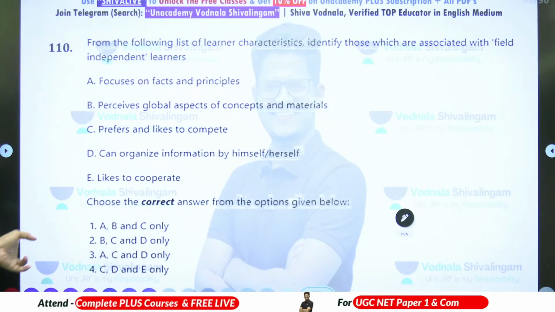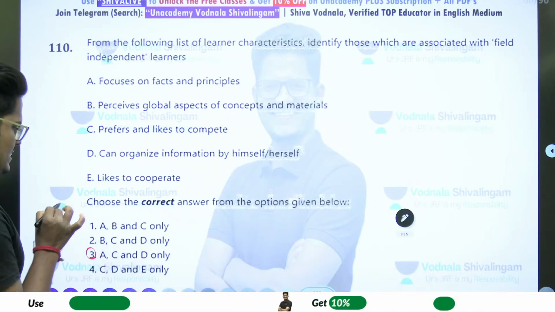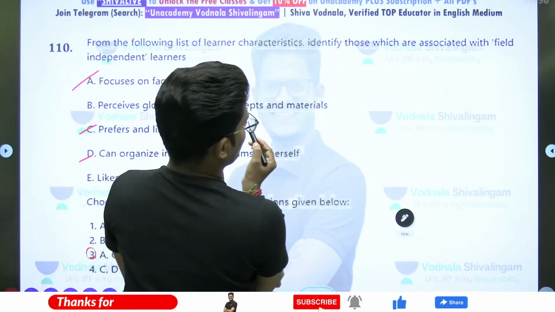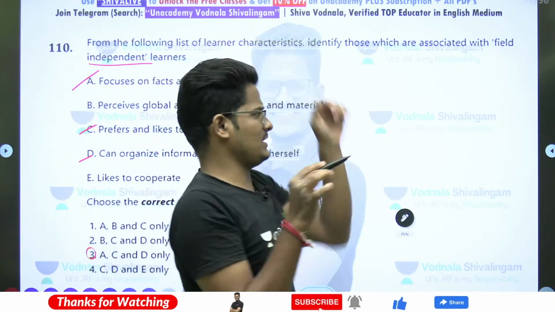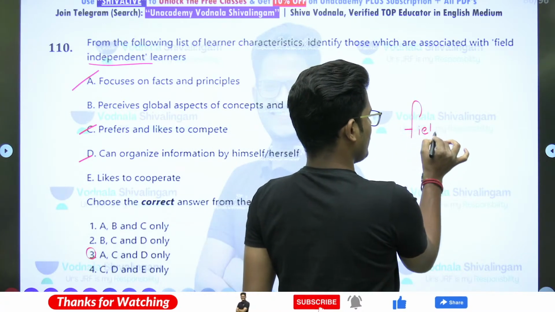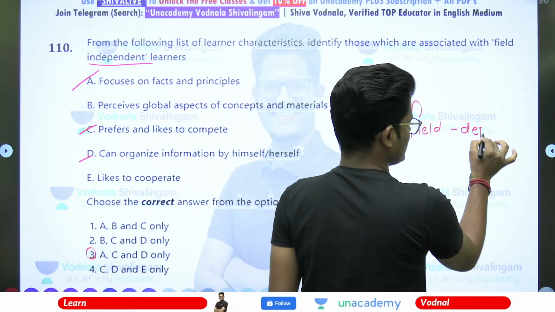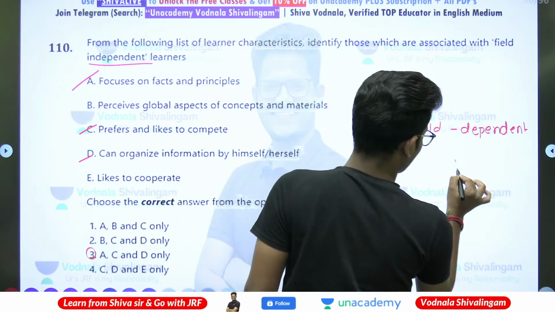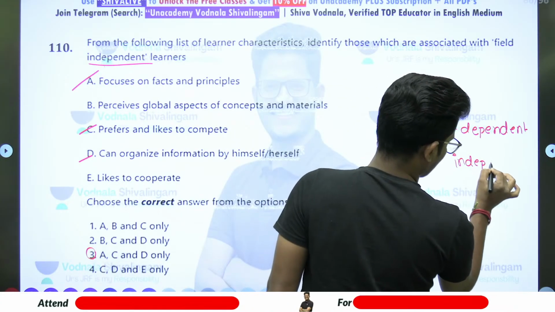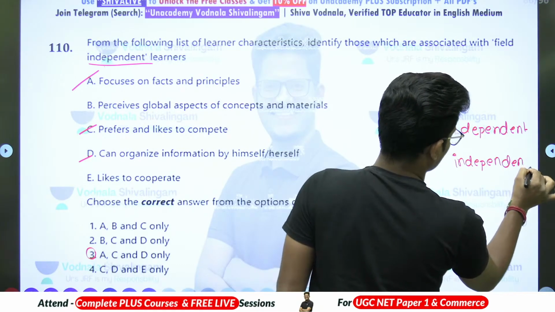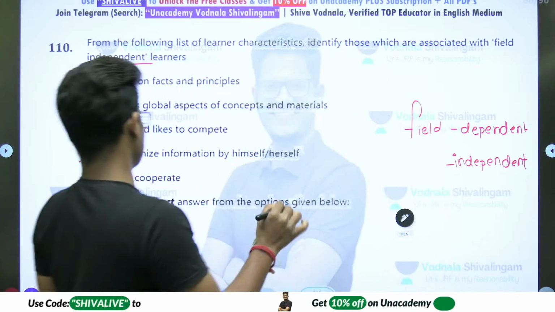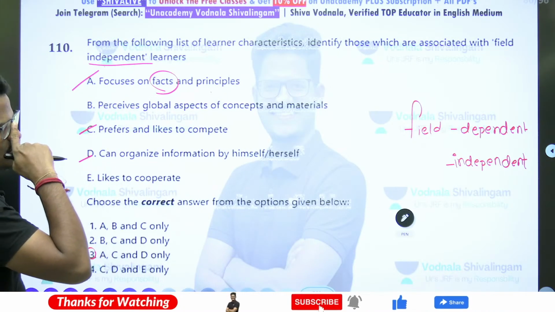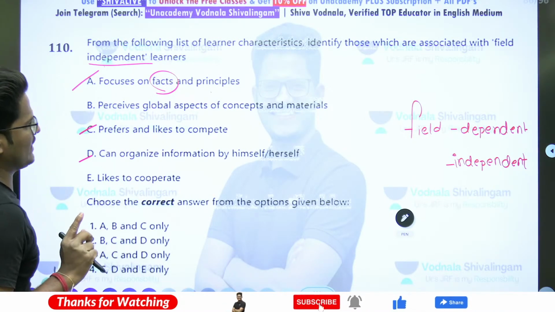Thank you, Mahi. The answer for this question is that 3 is the correct answer: A, C and D. Here they are asking about characteristics related to field independent. The previous question was about field dependent. Field dependent is different because there we depend on the entire practical portion, whereas this is specifying independent. The opposite factors to the dependent will be the answer. That means focusing on facts and principles, because irrespective of the practicality, irrespective of the field, they are focusing mainly on facts and principles.